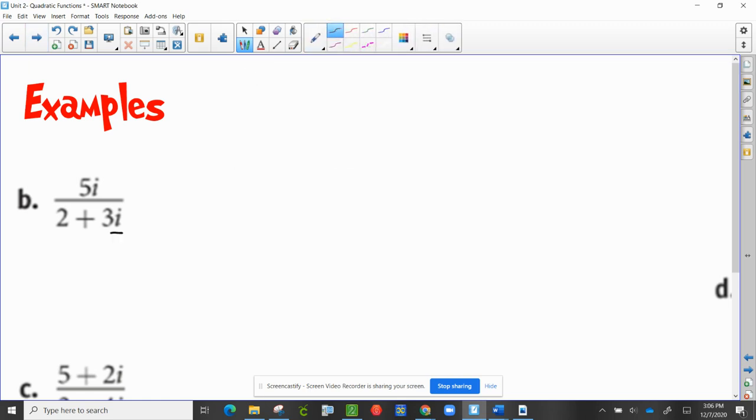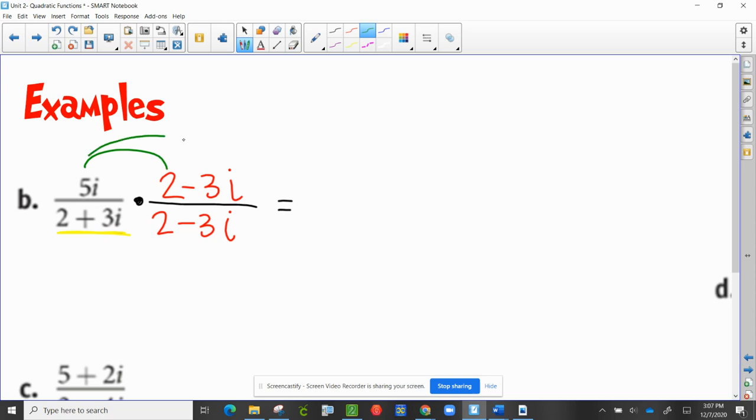So right now we have an i in our denominator, which is not allowed. We can't divide by a radical. So what we have to do is multiply top and bottom by the complex conjugate. And again, we only care about the denominator, so that's where you get your conjugate from. So we see how this denominator has a 2 plus 3i. Its conjugate then would be 2 minus 3i. Whatever I multiply the bottom by, I have to do the same thing to the top. So I have 2 minus 3i on top and bottom. Now we just have to multiply this out. So on top, I really just have to distribute that 5i. So 5i times 2 is going to give me a 10i.